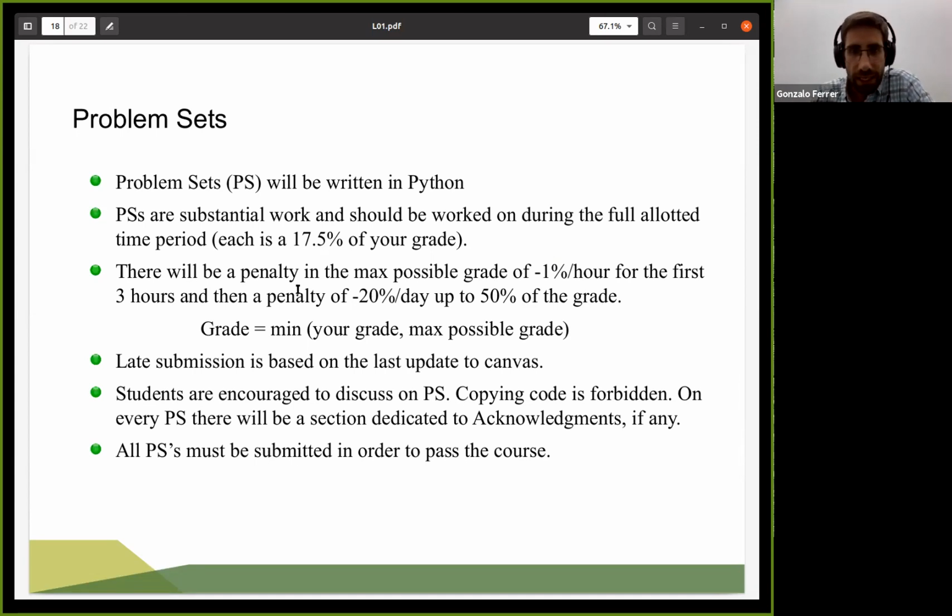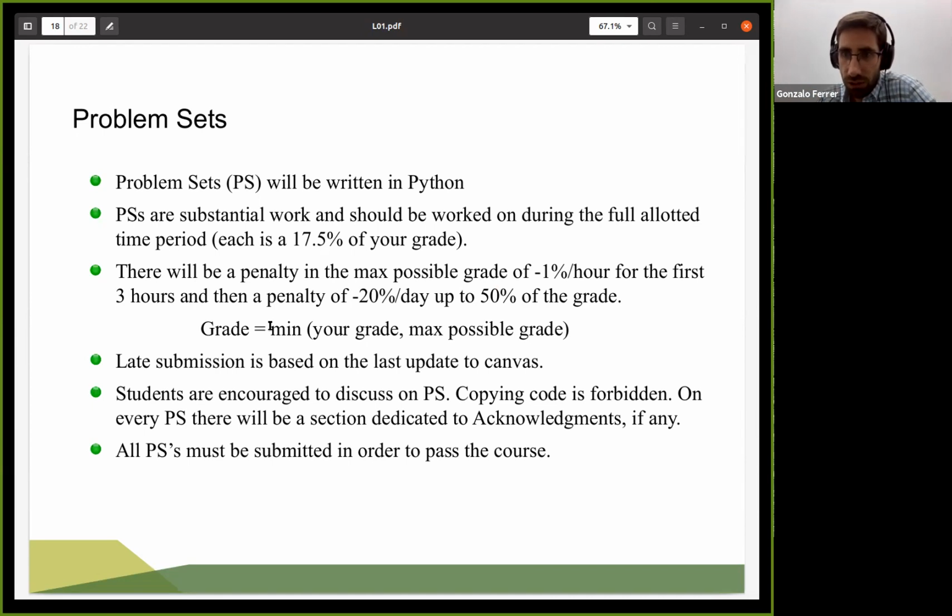After the first day, it's going to be 20%, right? And there's going to be a minimum, because I want all of you to submit problem sets. You will not pass the course if you don't submit any of the problem sets. There's going to be a minimum of 50%, right? So this is the minimum you can get. You can submit this whenever you want, but then the maximum you can get is 50%. And this is how the penalty is applied. It's not multiplicative. Okay, so it's not multiplicative.